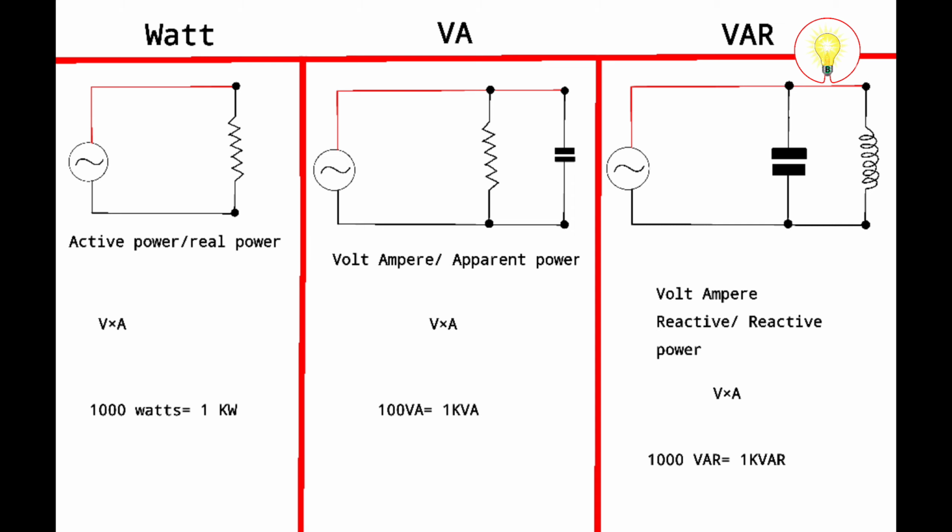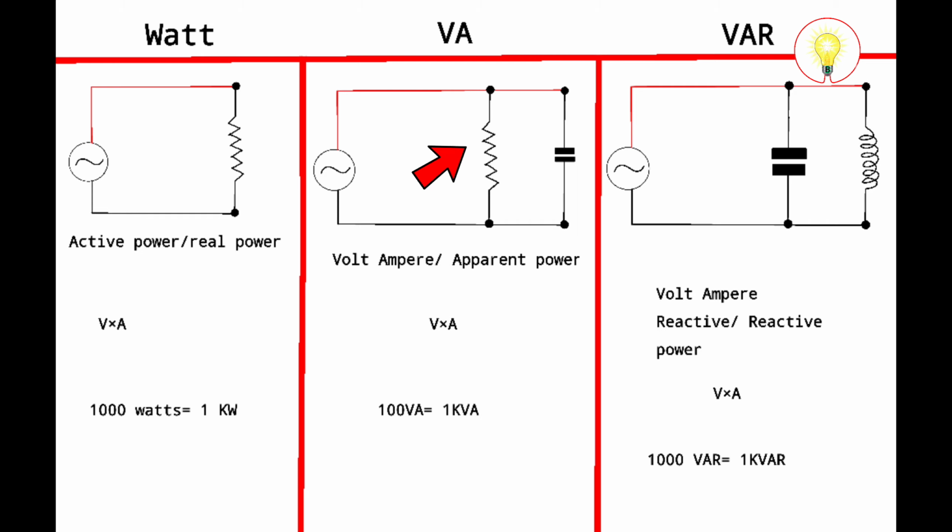Usually in our house the energy meter shows the unit as kWh, where k equals kilo, W equals watts and h equals hour. It means if 1000 watts or 1 kilowatt is consumed in 1 hour, then it is called 1 unit.